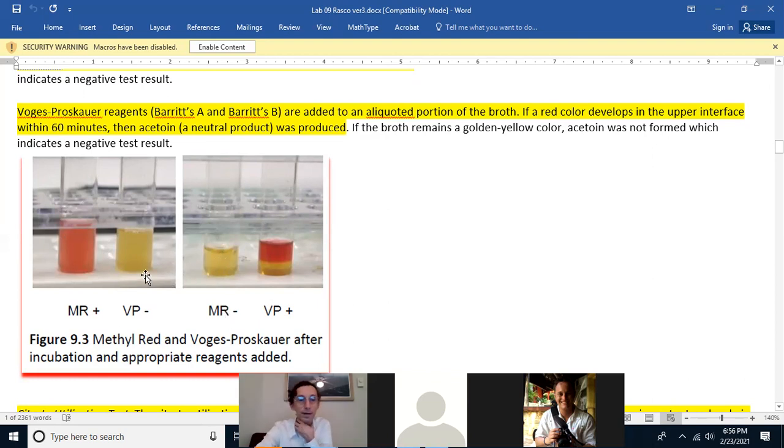The VP test is a separate tube, and when we look at it, it also is red when it's positive. You add the reagents to that, you can read on it, there's actually 2 agents you have to add, and then incubate it after you add oxygen to the tube, and it turns red if it's VP positive, looking at neutral products made, and a negative will be yellow.